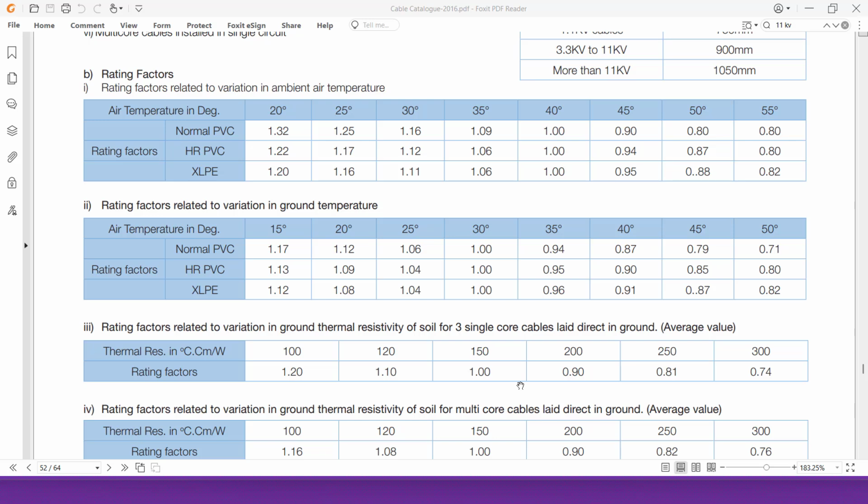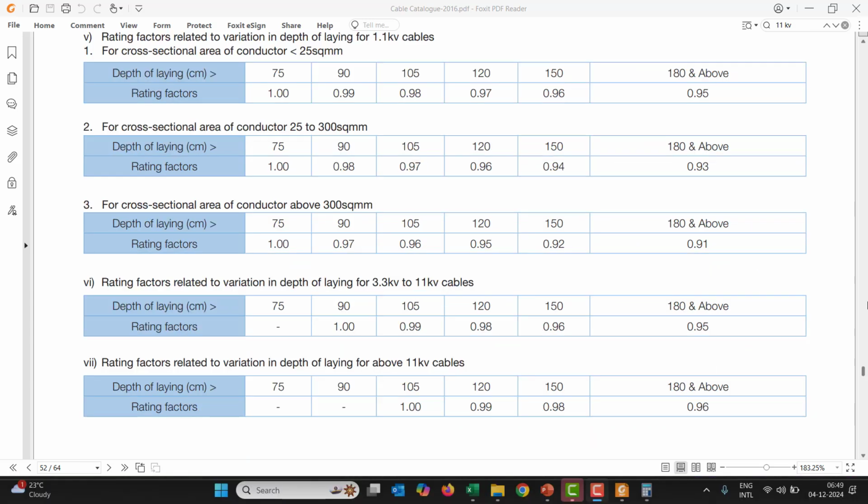This also you have to select as your actual value. Where will you get the ground thermal resistivity? You have to conduct some test, or you can ask your civil team. They may have done the soil test, and in that it may be specified. If it is not specified, then you have to do the test. Then we have to find F3.